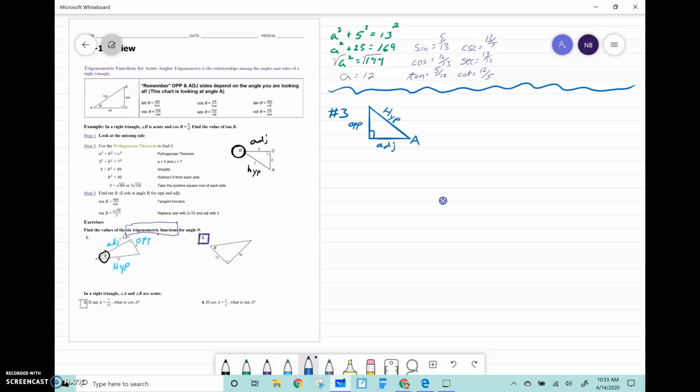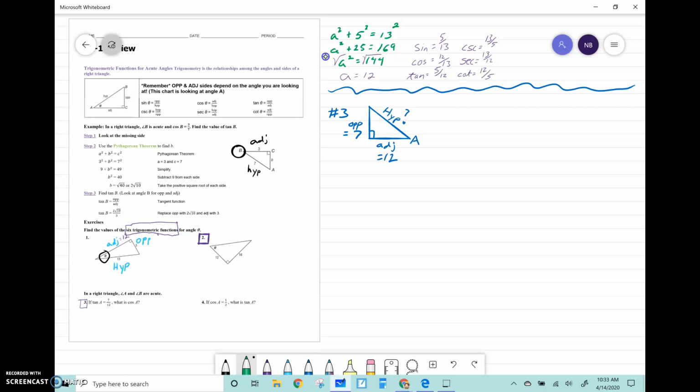Okay, so what I'm going to do now is label what I have. So the tangent of A, so that means tangent is opposite over adjacent. So my opposite is going to equal 7. It says right here, 7. And my adjacent is going to equal 12, which is just going based off of the chart. The only thing I don't have is the hypotenuse, okay?